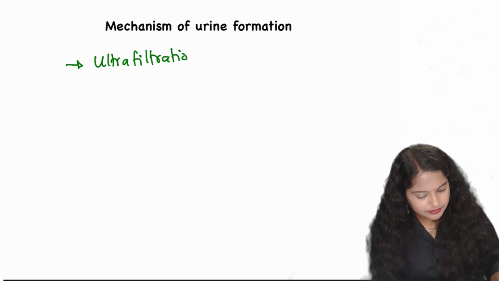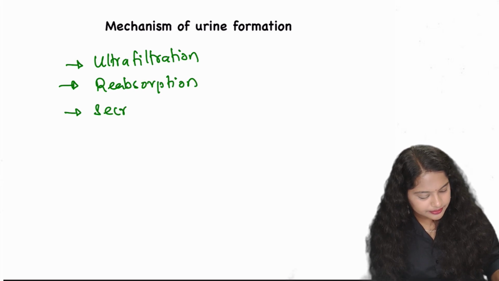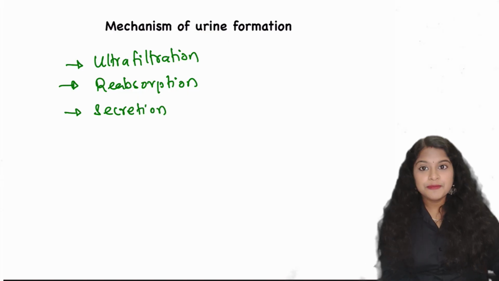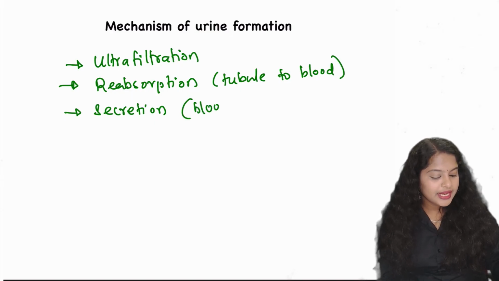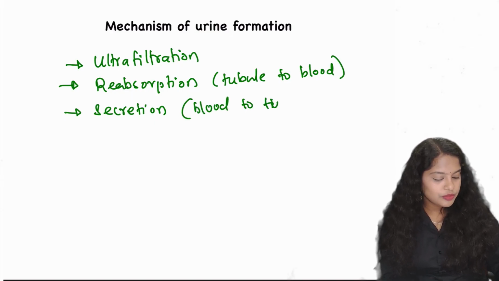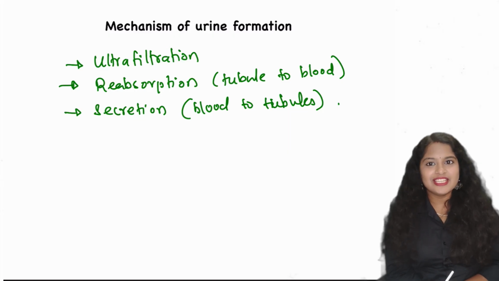So next we are going to see the mechanism of urine formation, and this includes three steps. The first one is ultrafiltration, then reabsorption, and the secretion. So the reabsorption is occurring from the tubule to blood, whereas the secretion is occurring from the blood to tissues or tubules. So now we are going to see all these steps in detail.